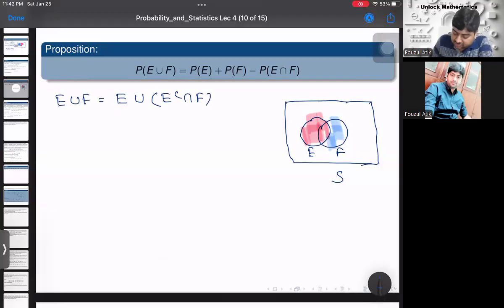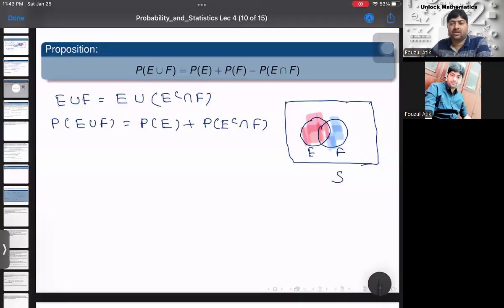And therefore, by axiom 3, we can write down P of E union F is equal to P of E plus P of E complement intersection F. Right? Now you may keep it as equation 1. Now again, I can also write down F, the event F, equal to E intersection F union E complement intersection F.